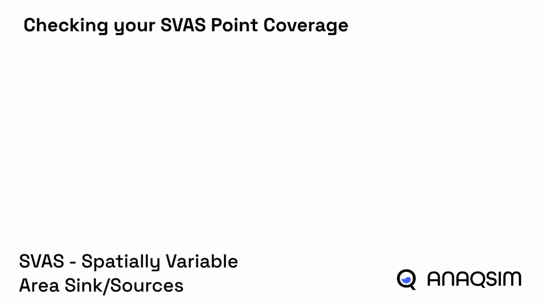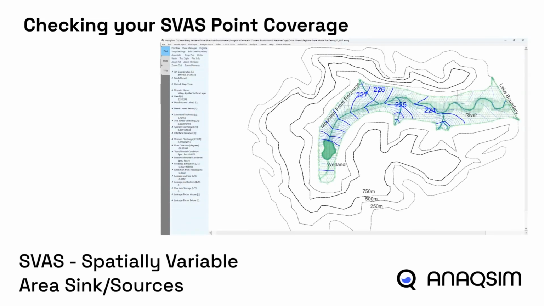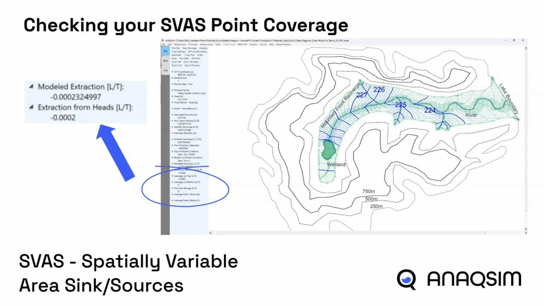Now that we've covered setting up SVAS points, let's quickly look at a couple of built-in checks which help us to see if they're spaced properly. The first is a quick spot check using two key values, which you'll find in the model information display on the left-hand side of the screen.